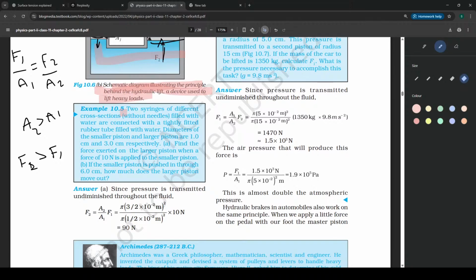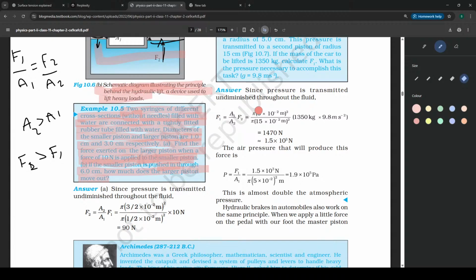Let's see an example. Two syringes of different cross section without needles, filled with water, are connected with a tightly fitted rubber tube filled with water. Diameters of the smaller piston and larger piston are 1 centimeter and 3 centimeter respectively. Find the force exerted on the larger piston when a force of 10 Newton is applied to the smaller piston. The smaller piston is pushed in through 6 centimeter. How much does the larger piston move out?